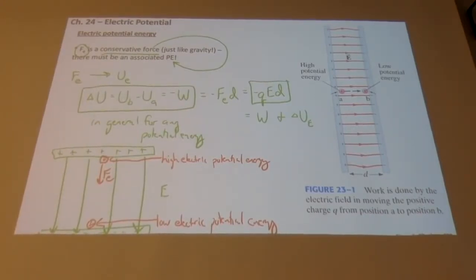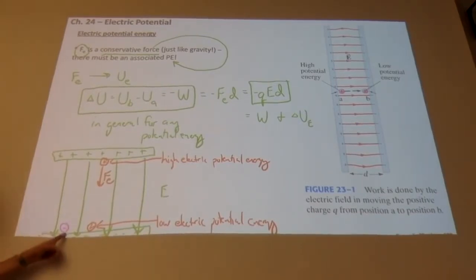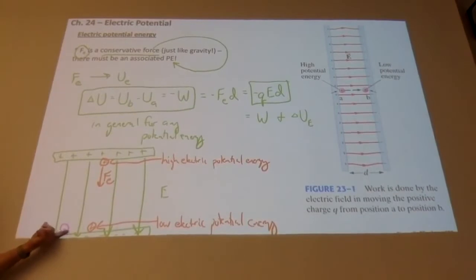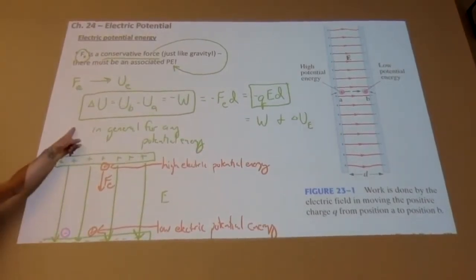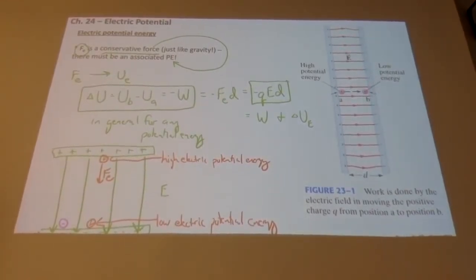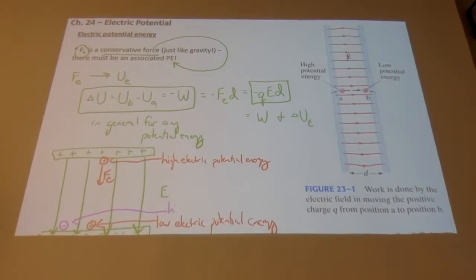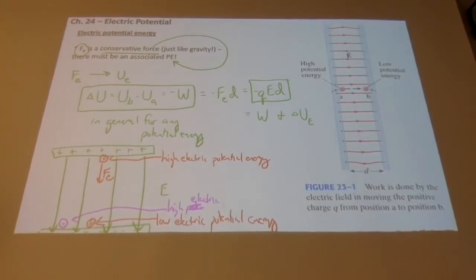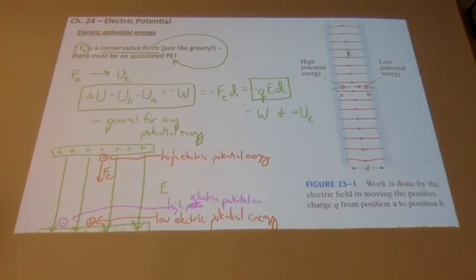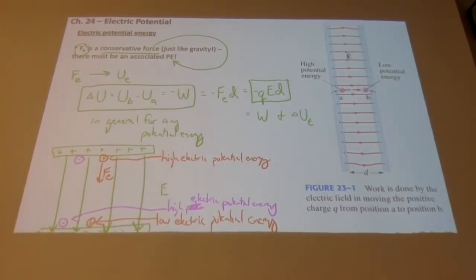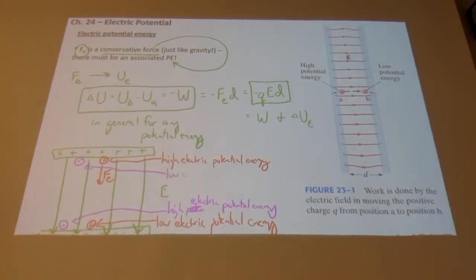I could put a negative charge in here. If I put a negative charge here at the bottom, what can you say about its potential energy at this location? It has high potential energy, right? Because it really wants to go this way. It can fall in this direction against the electric field. So here a negative charge has high electric potential energy. And once it gets done falling and reaches the other side where there's nowhere else left to go, then we would say it has low electric potential energy.